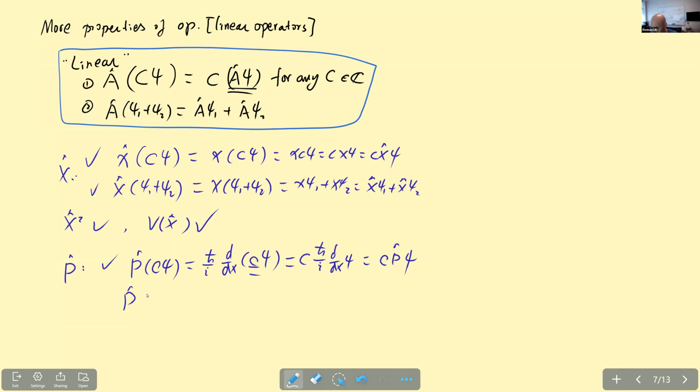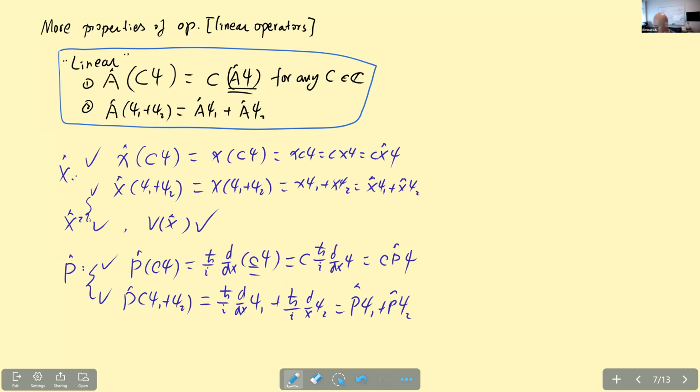And then of course, it's very easy: you have the differential of the summation of two wave functions, you just do the differential of them separately and do a summation, right? So this is okay. And you can also check that this one is also okay. Of course, the Hamiltonian that equals p squared over 2m plus V(x) is also okay. So they are all linear operators.